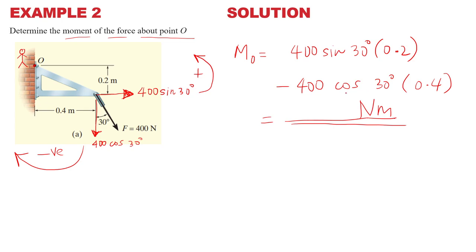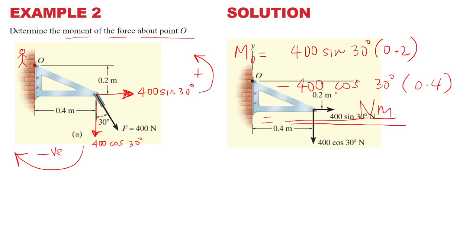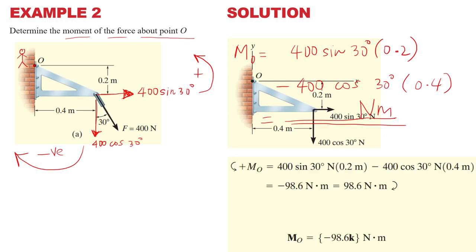And then you press next. Well, you cannot press next, right? When you're studying alone, you press next, okay? 400 sin 30 kali 0.2, betul? Tolak. Ha, betul lah. 400 cos 30 kali 0.4. Negative 98.6 Newton meter, or you can represent it like this.